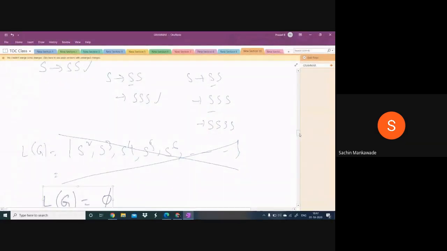Yes, as S cannot be eliminated because it does not have any terminal productions, therefore it cannot derive any terminal string. Therefore, L of G is empty.